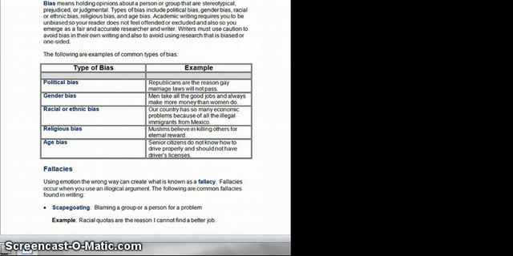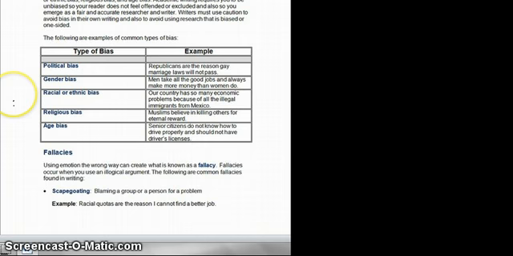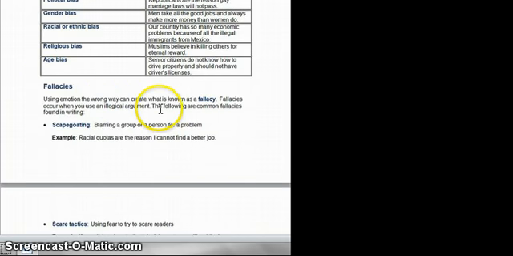So you want to avoid being too one-sided in your argument, that's bias. You want to avoid using these different kinds of bias, such as political, gender, racial or ethnic, religious bias. And you just want your paper to be balanced, fair, and objective. And so using emotions the wrong way can create what is known as a fallacy. Fallacies occur when you use an illogical argument. The following are common fallacies found in writing.